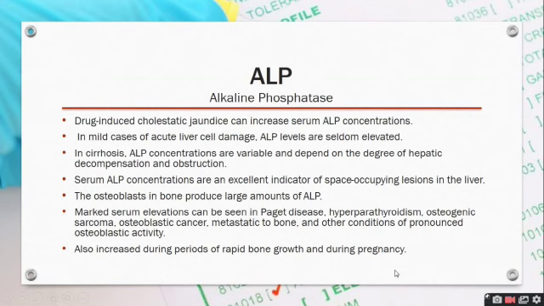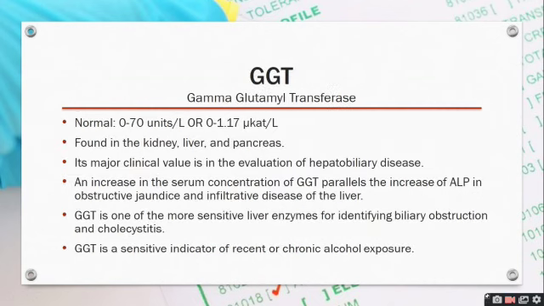Now let's move to the next enzyme, that is GGT. GGT means gamma glutamyl transferase. Its normal level is 0 to 70 units per liter or 0 to 1.17 microkatal per liter. Although it is found in kidney, liver and pancreas, its major clinical value is in the evaluation of hepatobiliary disease. However, increased ALP in the presence of normal GGT is more suggestive of muscular or bone-related issues.